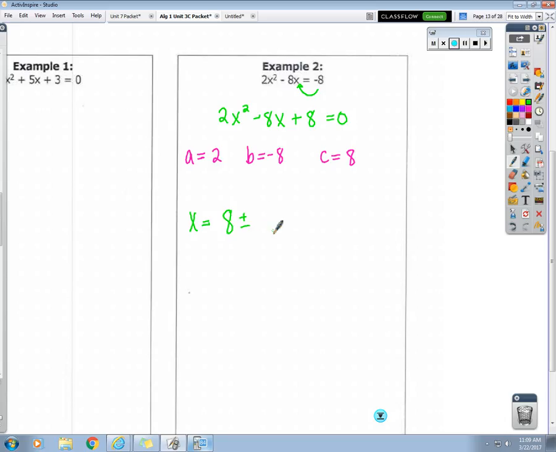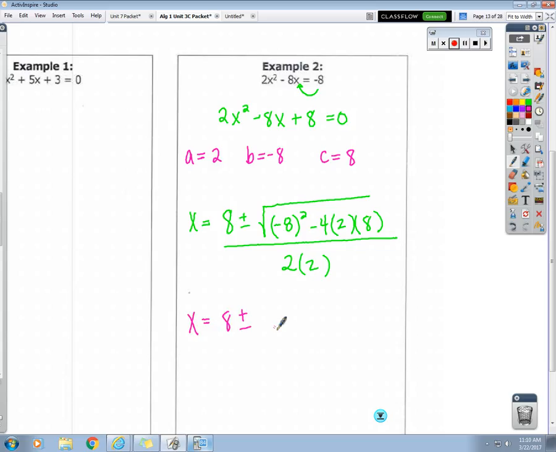Now, plus or minus the square root of b squared minus 4 times a times c, all divided by 2 times a. Okay, that's the formula. I just left blanks for where I'm going to plug in b, a, and c. Okay, what number gets plugged in the b place? Negative 8. What number gets plugged in the a places? 2. And then the c place? 8. Okay, then in the next step, you're just going to start simplifying.